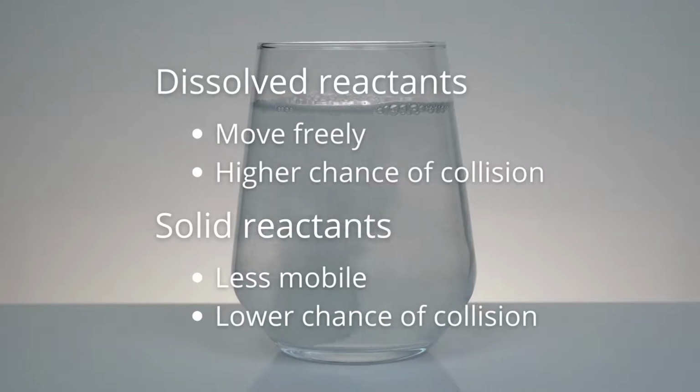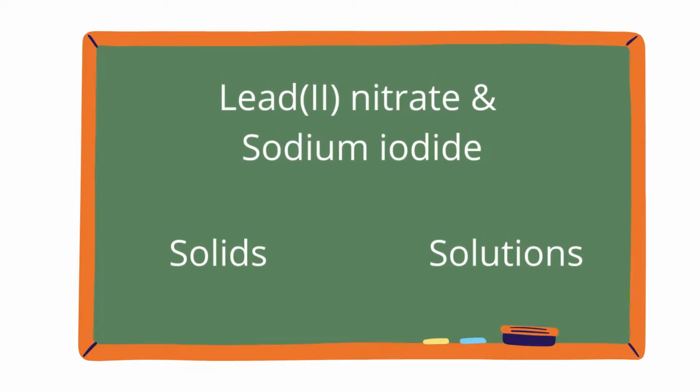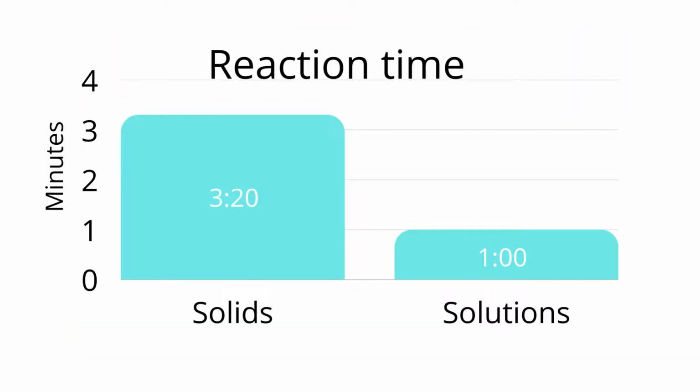To demonstrate this, we tried two different ways to react lead nitrate and sodium iodide. In the first method, we mixed solid reactants, while in the second method, we dissolved both reactants into solution, and then mixed the two solutions together. The solids required 3 minutes and 20 seconds, while the solutions only required 1 minute to react. This shows that the rate of reaction was more than twice as fast when in solution.